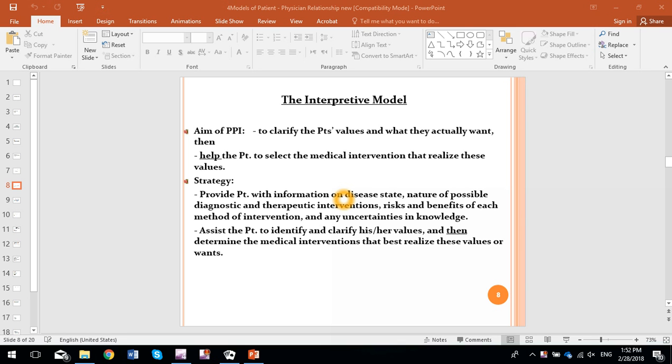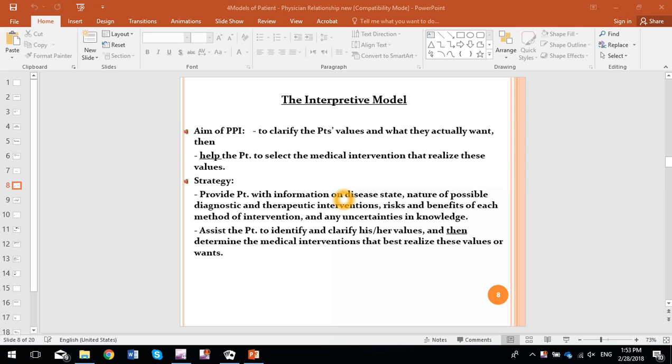What the patient actually wants, which is different from the informative model, where the assumption is there is a clear distinction between patient values and the facts, and the doctor has no role in understanding what the patient values are. But in the interpretive model, the aim is to clarify the patient values and what the patients actually want. After clarification, he helps the patient to select the intervention that realizes these values. So he helps in selecting a line of intervention after due consideration for the patient values, after they have been clarified.